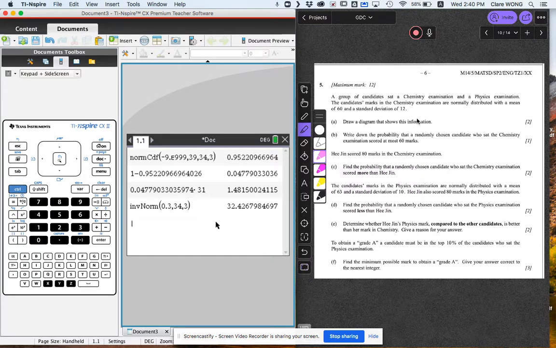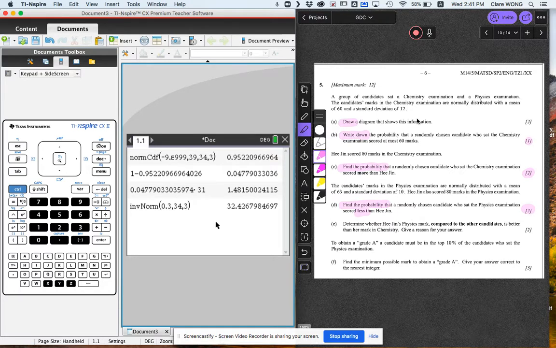The candidates' marks in the chemistry exam are normally distributed with a mean of 60 and standard deviation of 12. Draw a diagram. Write down the probability. So click on mark question. Find the probability. So 2 marks, meaning it's more than just 1 step. We better support it with a sketch. Again, part D, find the probability less than, so 2 marks.